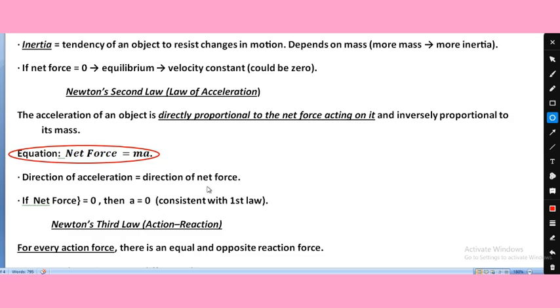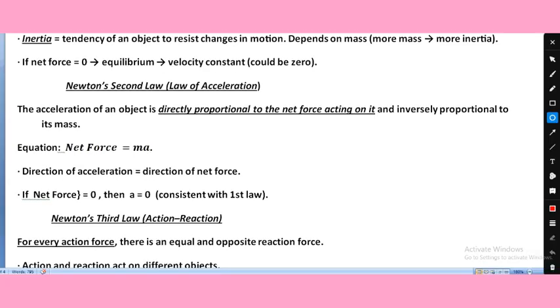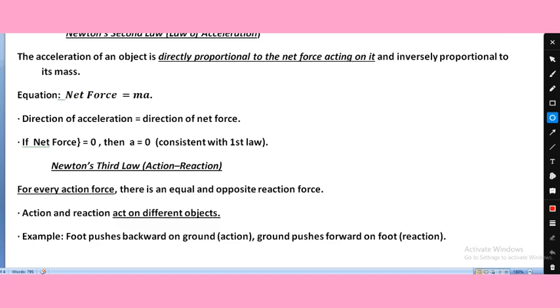From this, the direction of acceleration is equal to the direction of the net force. When the force is exerted in a given direction, let's say east, the acceleration is also in the east direction. When the force is exerted in the west direction, the acceleration is also in that way. If the net force on a given object is equal to 0, then the acceleration of the object is equal to 0, meaning constant velocity. This is Newton's first law of motion.